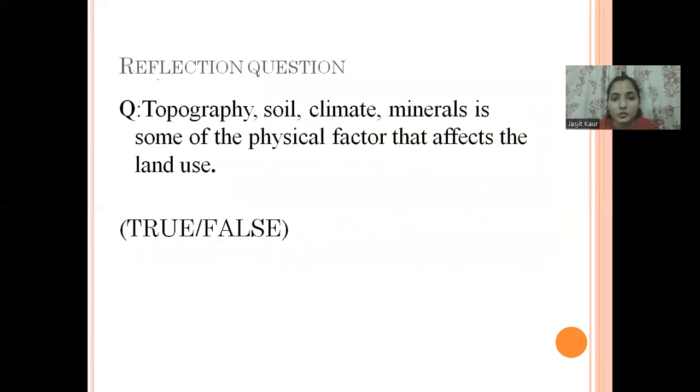And now we have a question for you. Topography, soil, climate, and minerals are some of the physical factors that affect the land use. Is this statement true or false? You have to tell me the answer. You can write this answer in the comment section, and I will be checking your answer in the comment section also, to see whether you have answered it correctly or not.